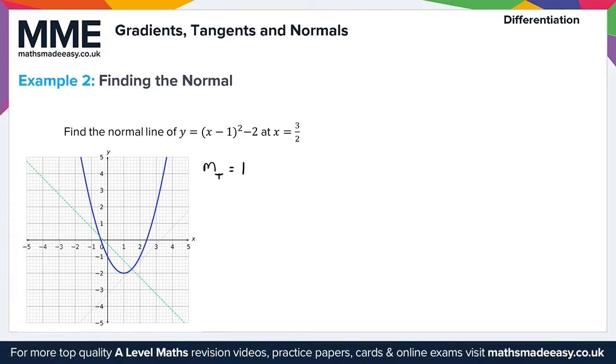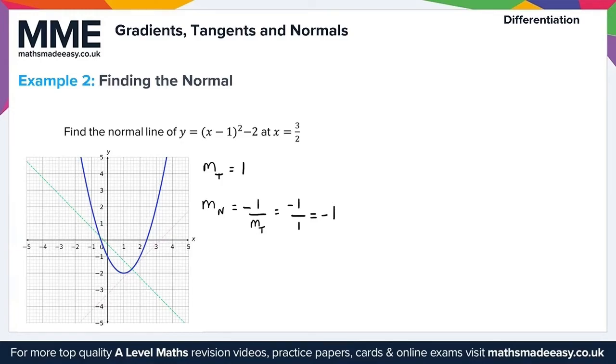Now if we want the normal line, that's going to be this green line here. That means the gradients here between the tangent and the normal are perpendicular. So therefore, if these two lines are perpendicular, what that means then is the gradient for the normal, mn, is simply going to be given by minus 1 divided by the gradient of the tangent. And in this case, as the gradient for the tangent here is 1, the gradient for the normal is simply given as minus 1 divided by 1, which is equal to minus 1 there.